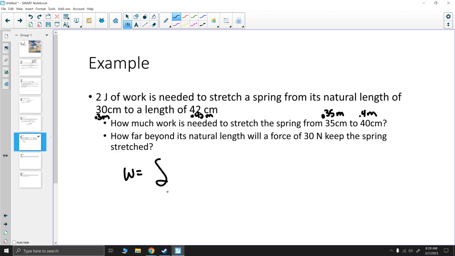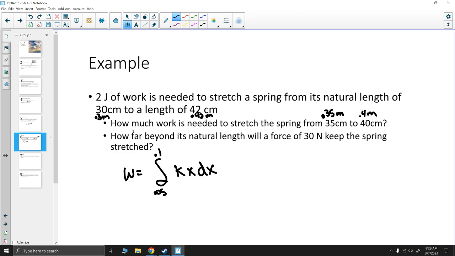All right, so we want to know what is the work to take it from 0.35 to 0.4. Now that's a stretch beyond our natural length of 30 centimeters or 0.3 meters. So the stretch from 0.35 meters would be from 0.05. Again, that's 0.05 meters or 5 centimeters more than the natural. And we're going to stretch it from there to 40 centimeters or 10 centimeters beyond the natural length, or 0.1. So we want to find this integral.